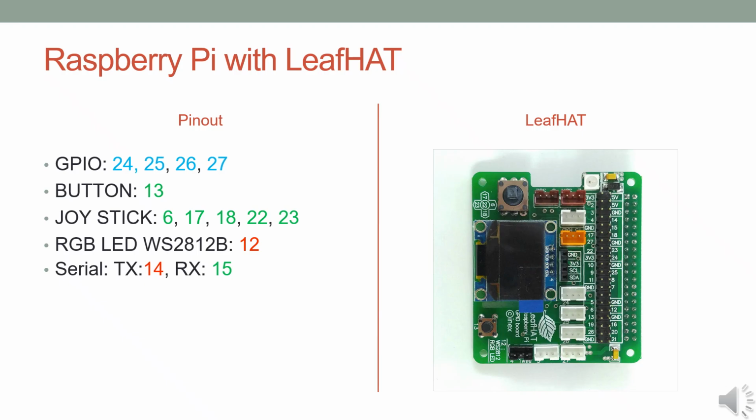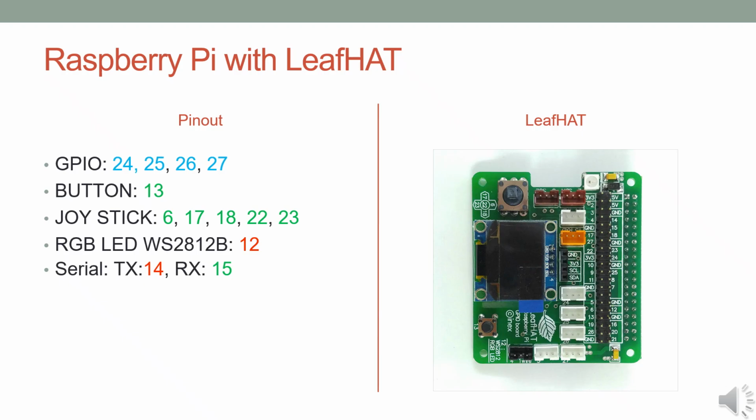The Leaf HAT includes several built-in components such as a push button connected to pin 13, a joystick, and an RGB LED module using the WS2812B, which is controlled via a pulse-based protocol, and serial communication pins for RX/TX. One of the main benefits of using a HAT like this is that it organizes and aligns the pins properly, making wiring easier, safer, and more reliable.